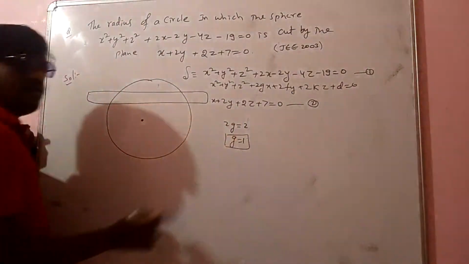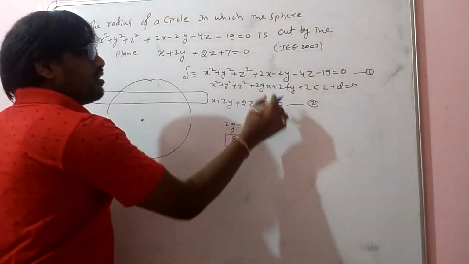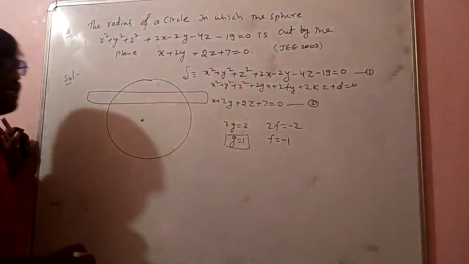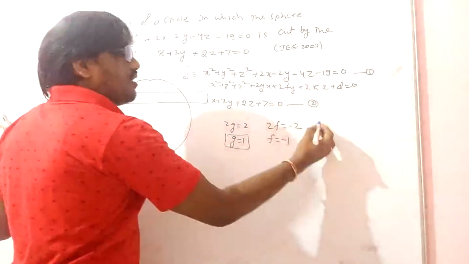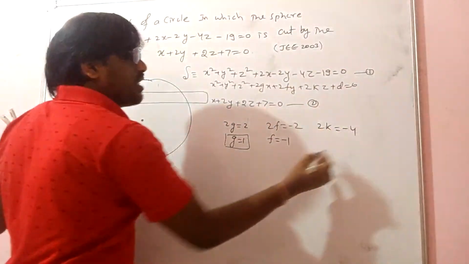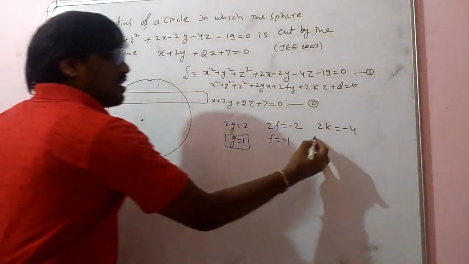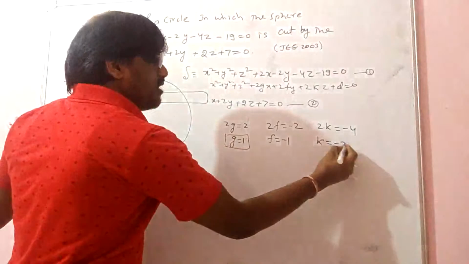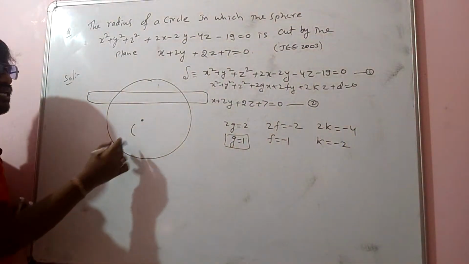Now I am going to find f. What will f be here? 2f is equal to minus 2, so f will be minus 1. Okay. And then I am going to find k. 2k is equal to, comparing the z coefficient, then the k value will be minus 2. Okay, I am getting the k value as minus 2.